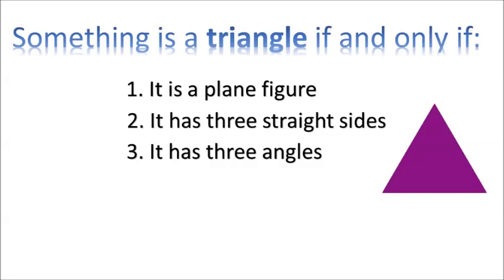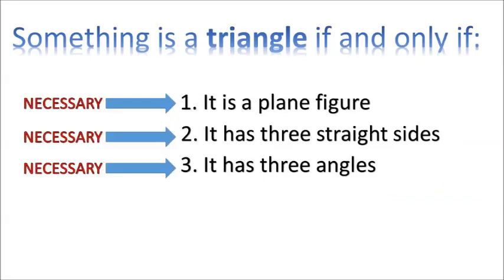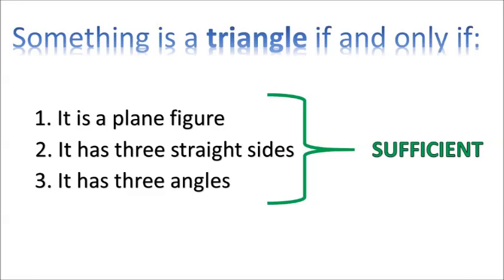Notice how each of these conditions is necessary. If something is a plane figure but doesn't have three straight sides, well, then it's not a triangle. Having three straight sides is a necessary condition. Something has to meet that condition in order to be a triangle. If something didn't have three angles, okay, well, then it's not a triangle. All three of these are necessary for something being a triangle. And if something meets all three of these conditions, well, then that's sufficient. That's enough to guarantee that that thing is a triangle.